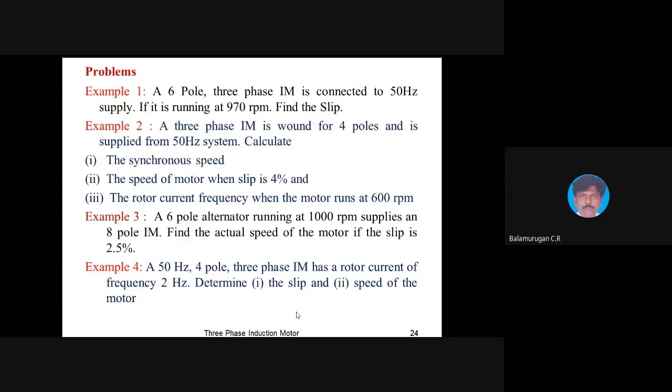Okay, next you take the third problem. A 6-pole alternator running at 1000 RPM supplies an 8-pole induction motor. Find the actual speed of the motor if the slip is 2.5%. So you are supposed to calculate the actual speed N if the slip is 2.5%.